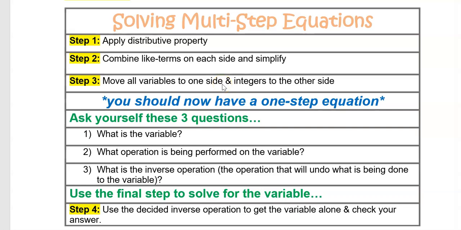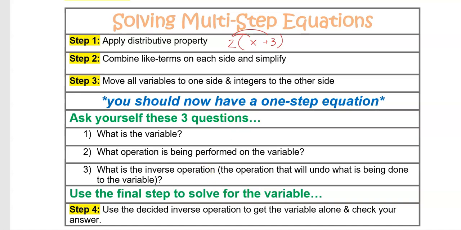Hi everyone, so today we're going to be looking at solving multi-step equations. So the first thing I want to do is go through the steps with you and then go ahead and try two examples. So the first step asks you to apply distributive property. Distributive property, if you don't remember, is when we have a number outside of a parenthesis and we go ahead and distribute that number into the parenthesis.